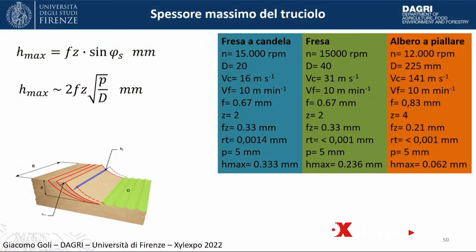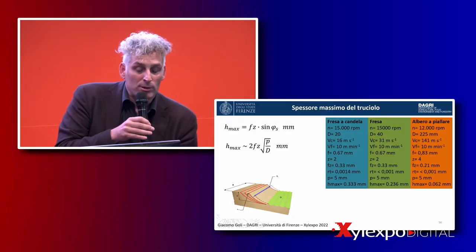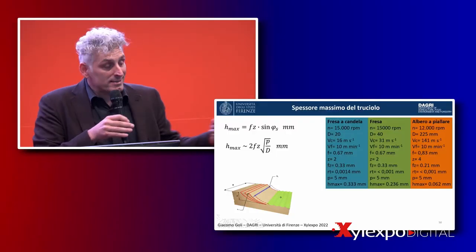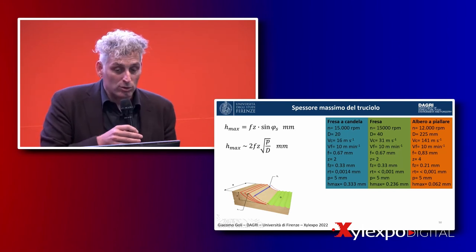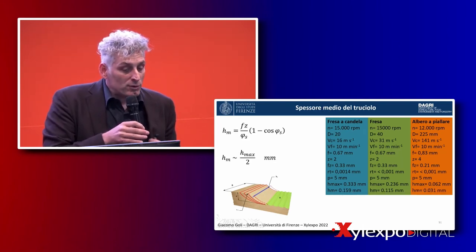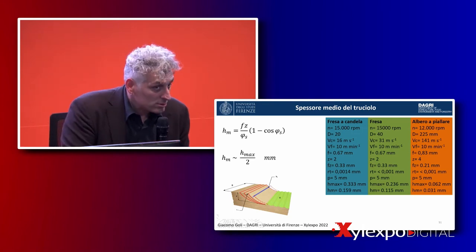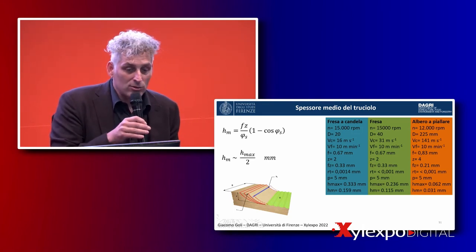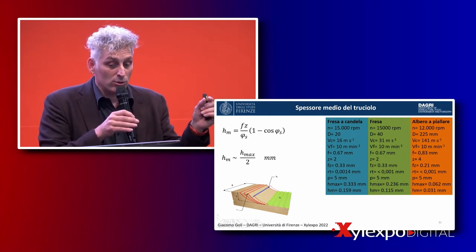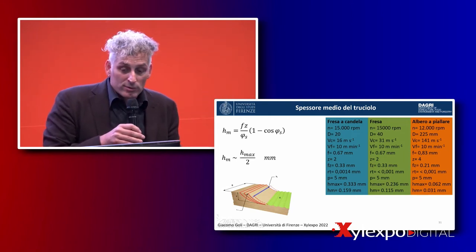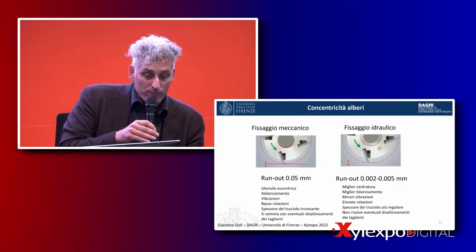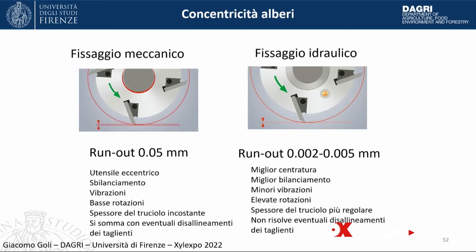Another aspect that I can calculate with this formula is the chip thickness, H max. As you can read, in the case of the end mill cutter it will be 3/10. In the case of the blade, it will be 6/10, so much smaller. However, when you calculate the cutting forces, we need the average chip thickness, which is very easy to calculate. You take the HM and divide it by 2. And this is what you obtain, the average chip thickness values.